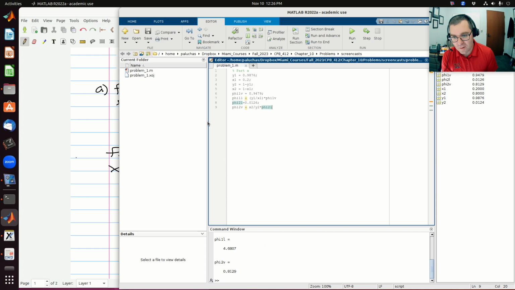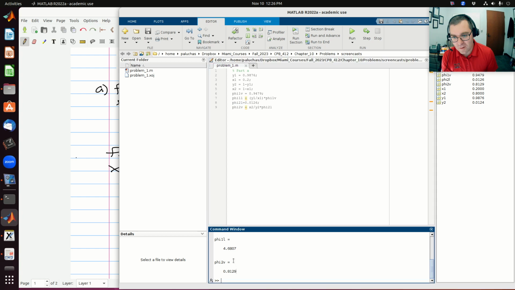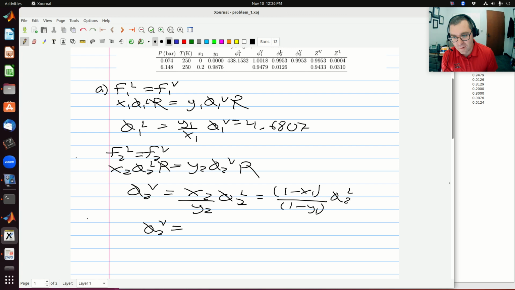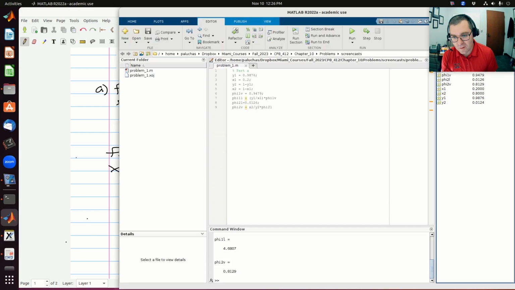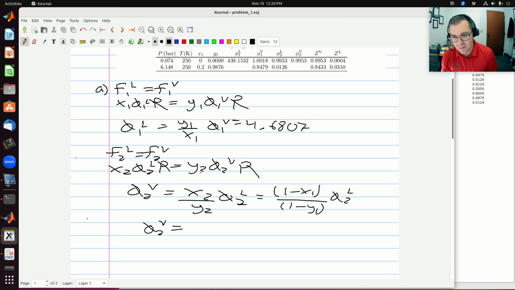And again, my liquid phase value is really, really small. So it's close, and my vapor phase value is closer to 1. Okay, cool. So this is going to be 0.8129. Okay, cool. All right.